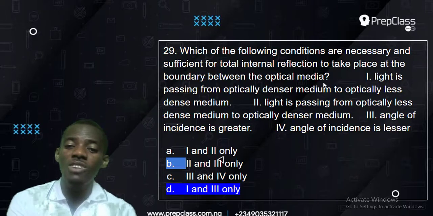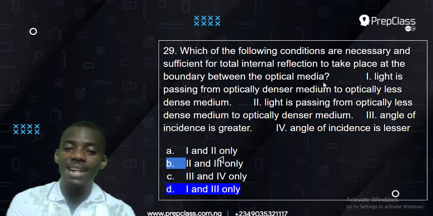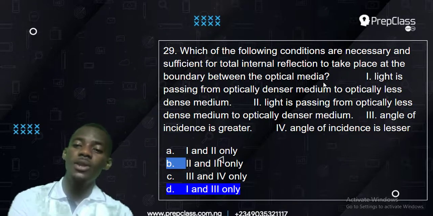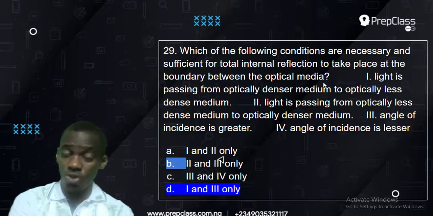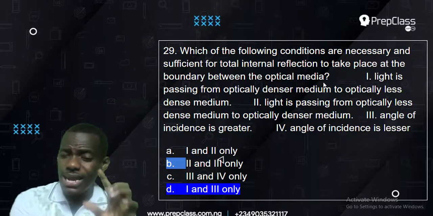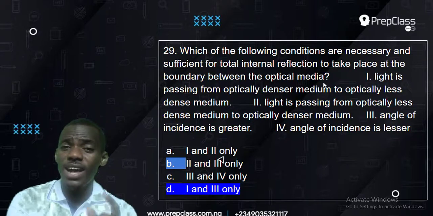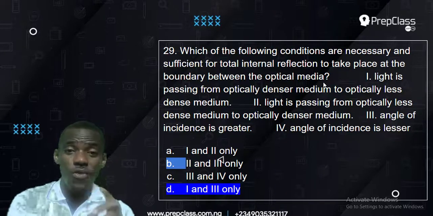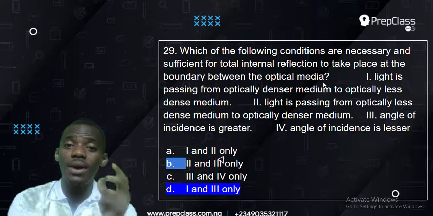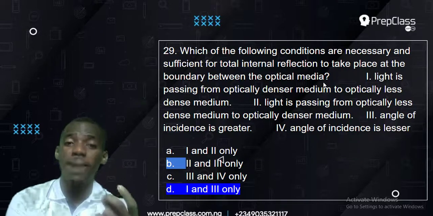The incident angle must be greater and the light must be moving from a denser medium to a less dense medium. Do you understand? Those are the two major conditions for total internal reflection to take place. If you understand that, you understand so much about total internal reflection and its questions in past questions.